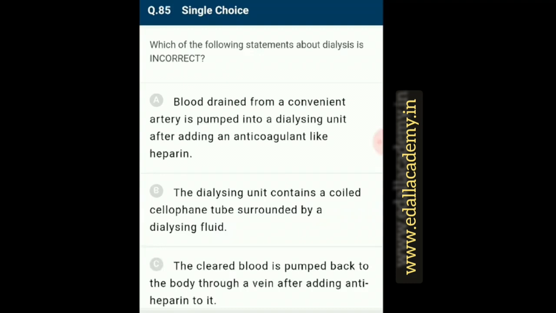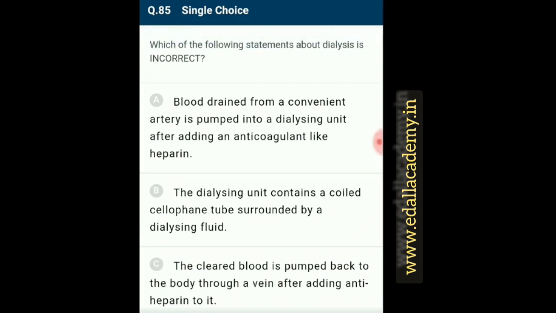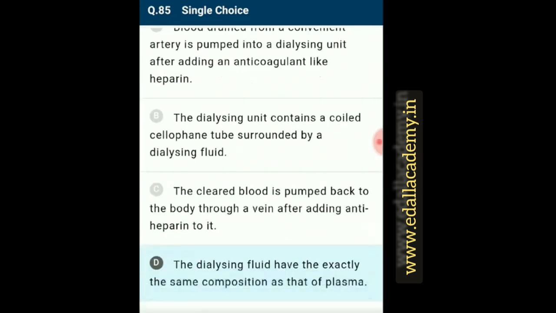Question number 85. Which one of the following statements about dialysis is incorrect? Statement A. Blood drained from a convenient artery is pumped into the dialysing unit after adding an anticoagulant like heparin. This is a correct statement. B. The dialysing unit contains a coiled cellophane tube surrounded by the dialysing fluid. That is also a correct statement. Statement C. The cleared blood is pumped back to the body through a vein after adding anti-heparin to it. That statement is also correct. Statement D. The dialysing fluid has exactly the same composition as that of plasma. So that is the incorrect statement about dialysis. So the answer is option D.